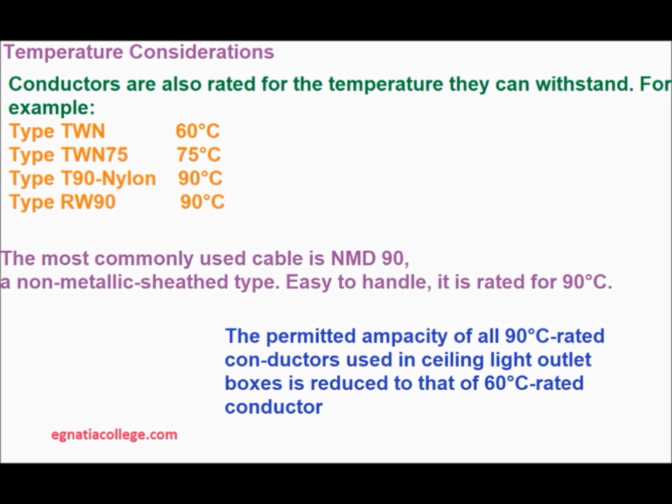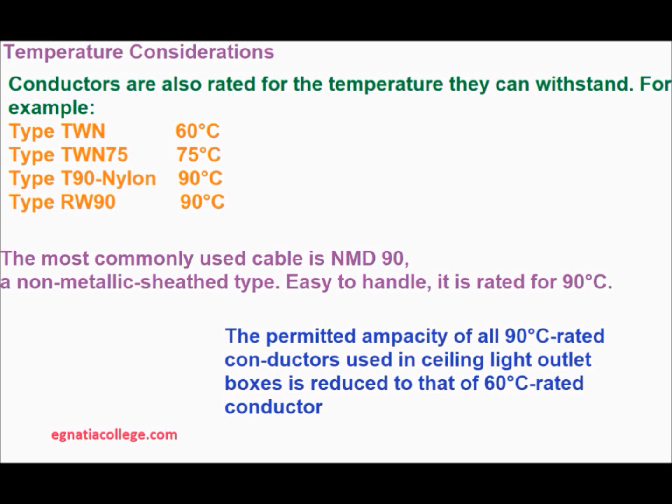Conductors with TWN 75, T90 nylon, or RW90 XLPE insulation are the types most commonly used in conduits because their relatively small size makes them easy to handle and allows more conductors in a given size of conduit. The last two conductors are rated for 90 degrees Celsius so they can be used in high temperatures, such as those found in attics, near recessed light fixtures, and around cables buried in insulation.